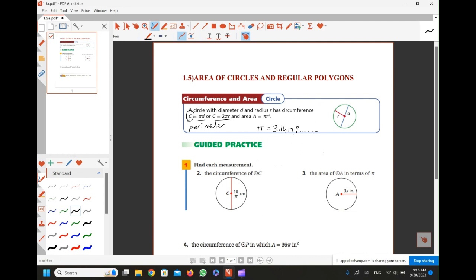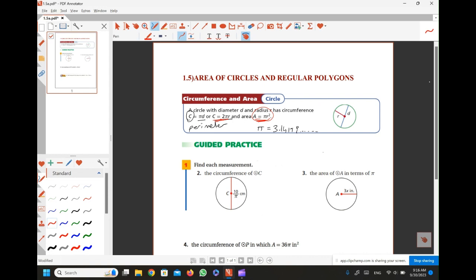It has infinitely many numbers after the decimal point, but we are not going to use that number when we are finding the answers. We're just going to write our answers in terms of pi. So, the circumference formula is given by pi d or 2 pi r. Since diameter is twice the radius, it is 2 pi r, or you can just use pi d. And we have another formula, which is area. The area formula is given by pi r squared. So in this lesson, we are going to use these formulas to find our answers.